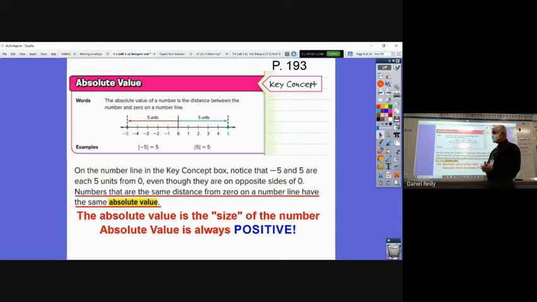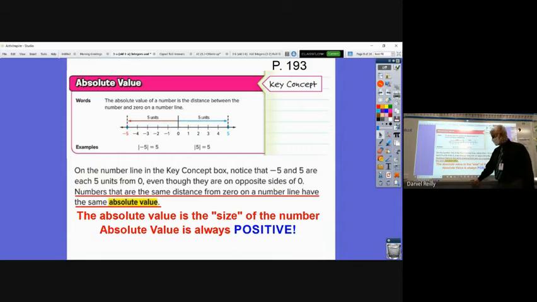Absolute value is the distance from zero. It's always positive. Always. The absolute value of a number is always positive. The absolute value of 5 is 5 because it's 5 units from zero. The absolute value of -5 is 5 because it is 5 units away from zero. It's not the opposite. It's always positive.